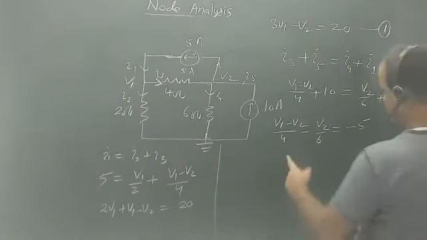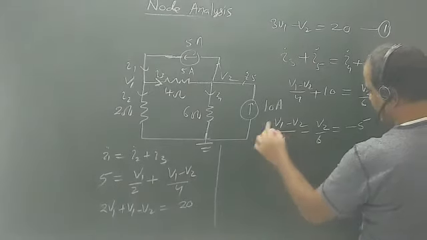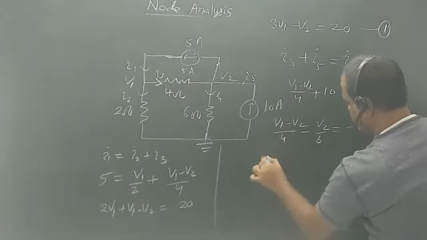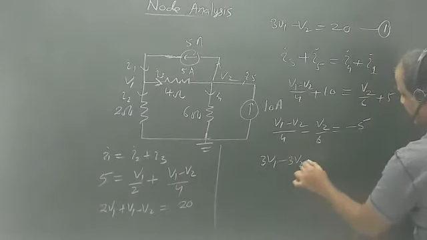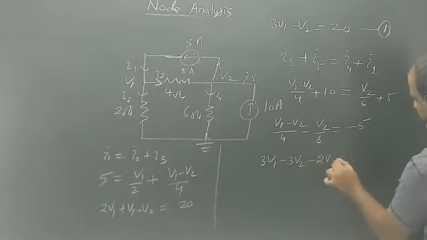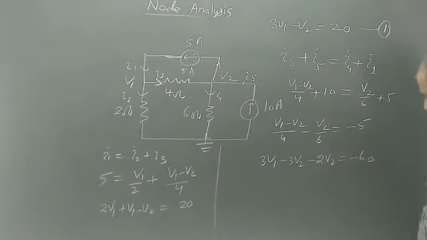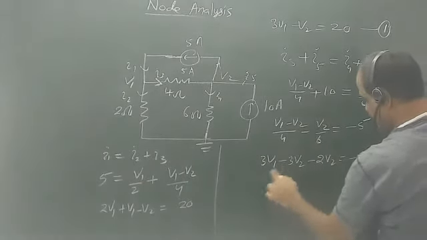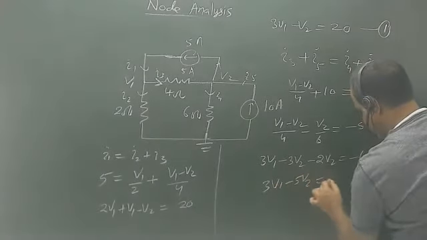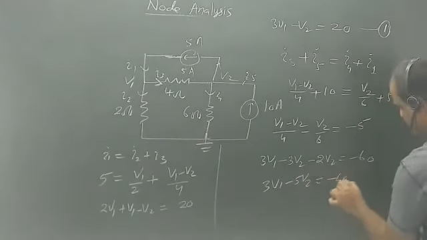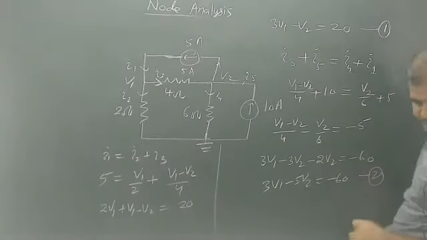So if you multiply by 12, this will give me 3V1 minus 3V2 minus 2V2 minus 60. So 3V1 minus 5V2 equal to minus 60. Say this is equation 2.